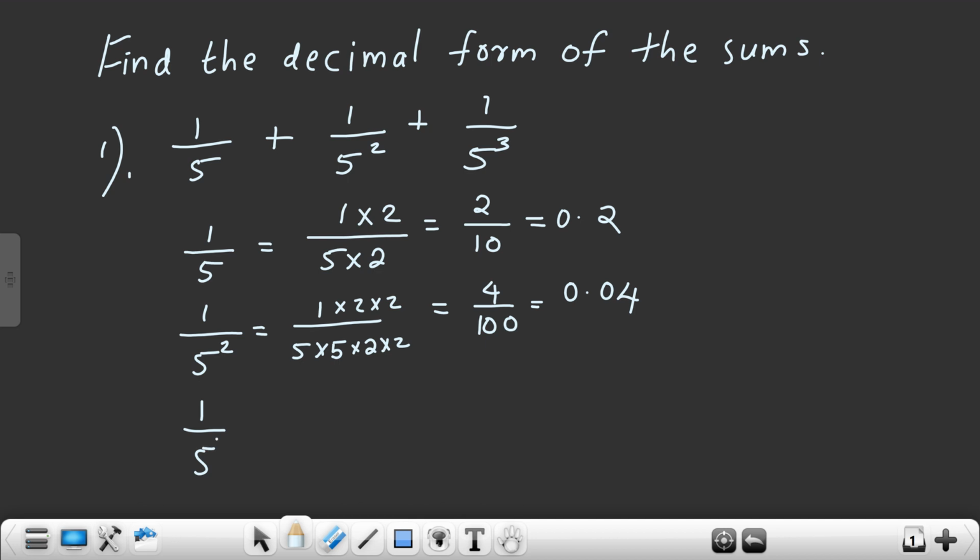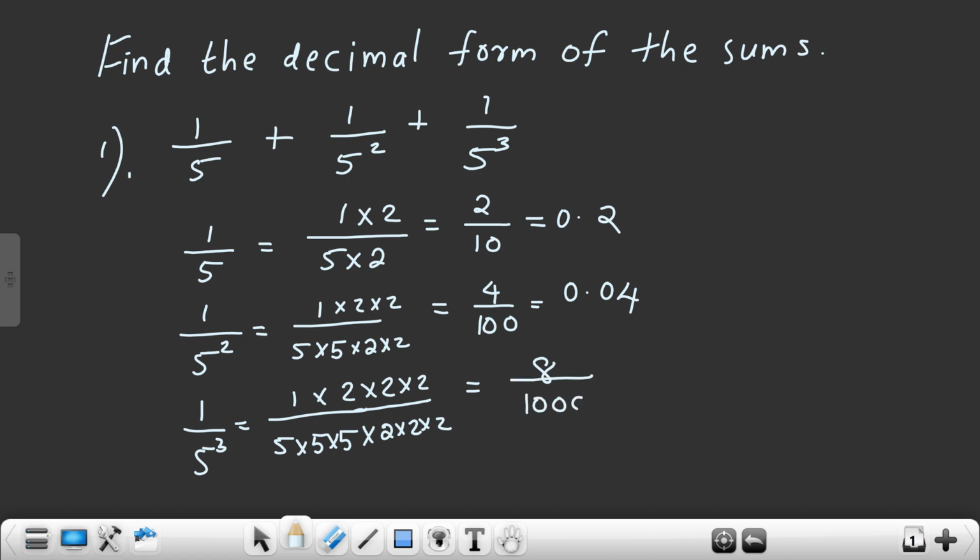Next is 1 by 5 cube, that is 1 by 5 into 5 into 5. So here 3 5s are here, so to convert into powers of 10, multiply by 3 2s. That is 8 by 1000. That is, first write 8, the denominator contains 3 zeros, so take 3 digits from the right side.